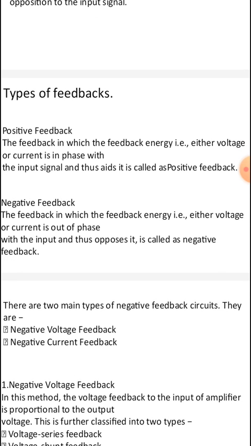Types of feedback. There are two major types of feedback, that is positive feedback and negative feedback. And again, they are classified into negative voltage feedback and negative current feedback. Let us first go with the positive feedback.